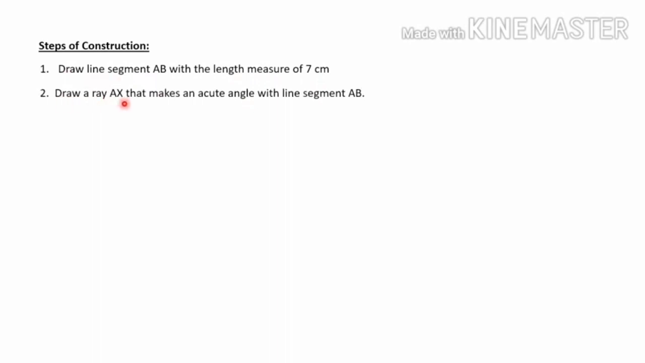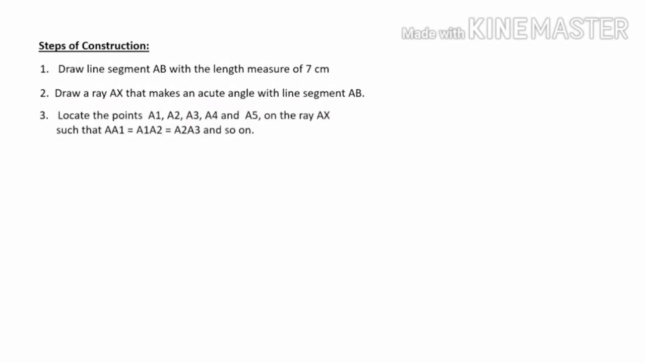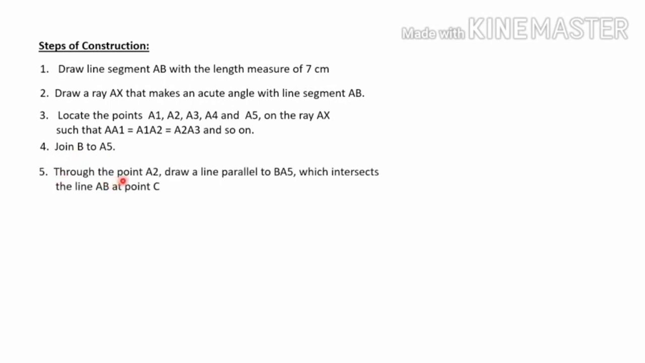Second one, draw a ray AX that makes an acute angle with the line segment AB. Third step, locate the points A1, A2, A3, A4 and A5 on the ray AX such that A1 equal to A1, A2 equal to A2, A3 and so on. Join B to A5. Fifth step is through the point A2, draw a line parallel to BA5 which intersects the line AB at point C. AC is to CB equal to 2:3.